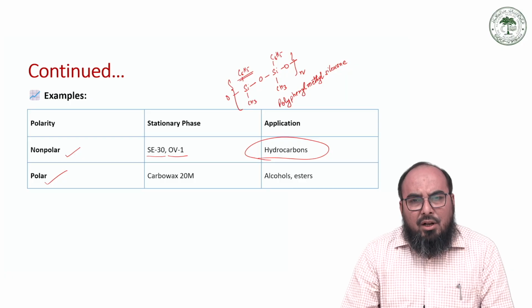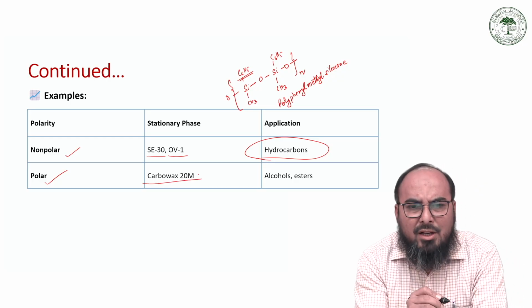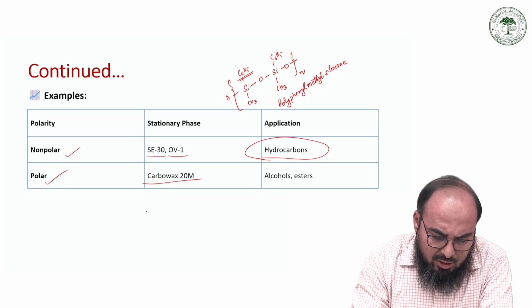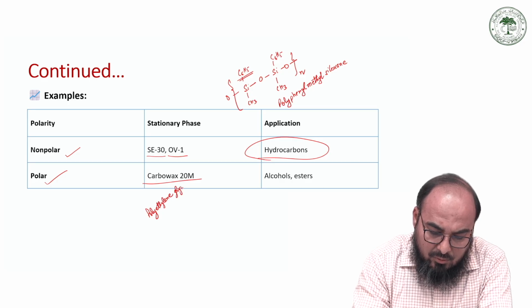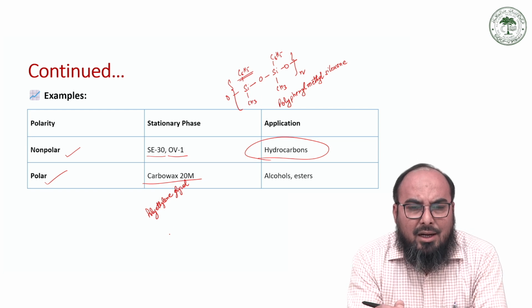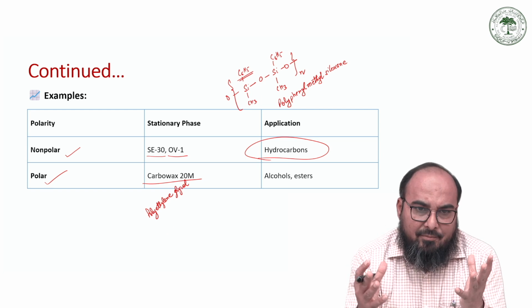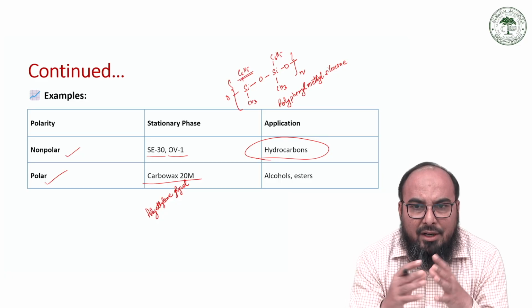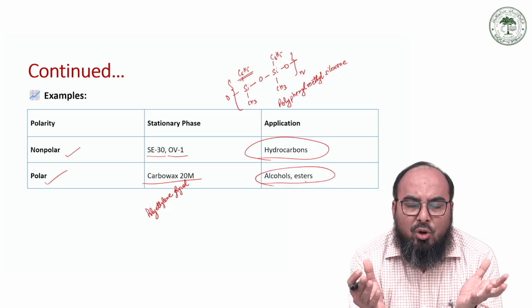A good example of a polar stationary phase is Carbowax 20, which is the trade name of polyethylene glycol. Now you can clearly see that because of the presence of the OH group, it shows high polarity. And because it shows high polarity, it prefers to separate alcohols and esters, which are again polar compounds.